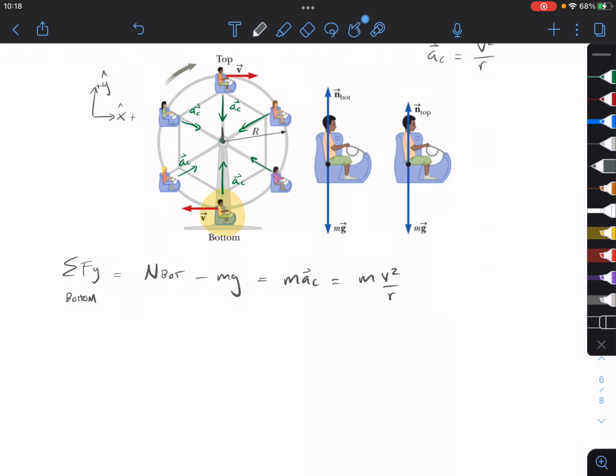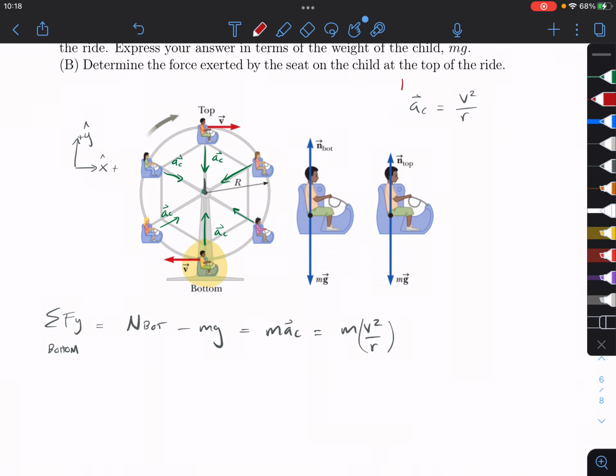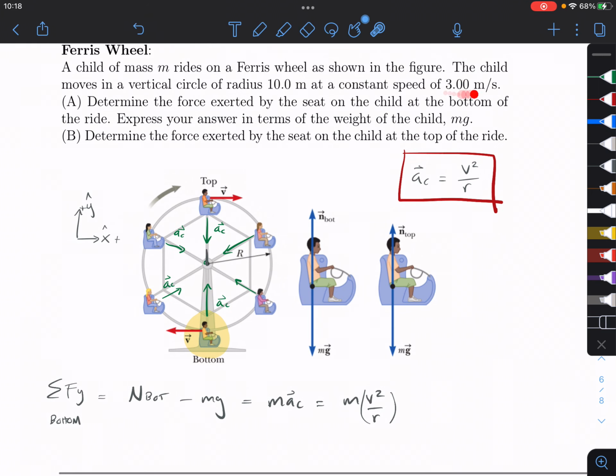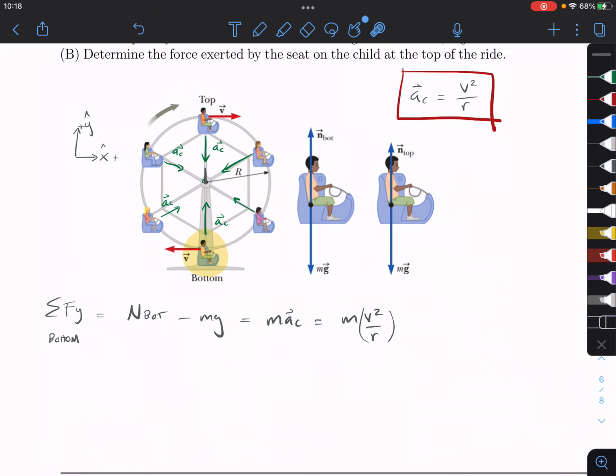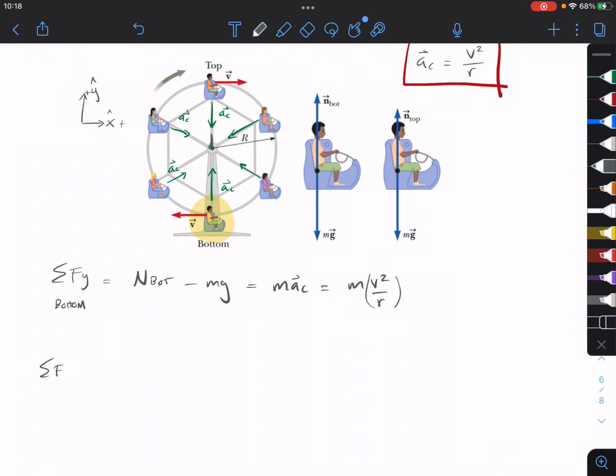Because our centripetal acceleration equation, just standard here, is v squared over r, and notice that that v is actually that tangent velocity. So this v here is that 3 meters per second that we were given, the constant speed that it's rotating with linearly. So this is linear speed. Okay. All right.